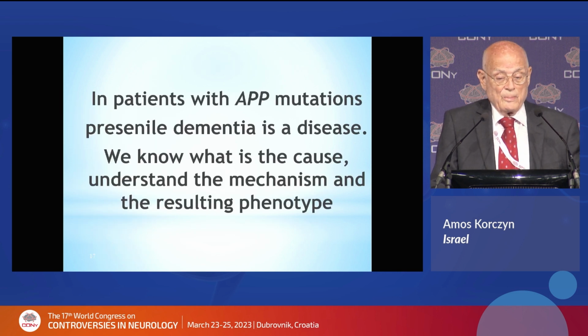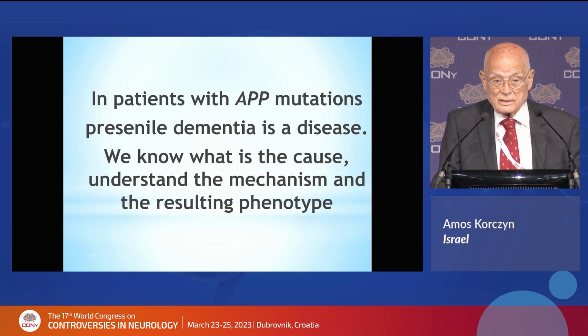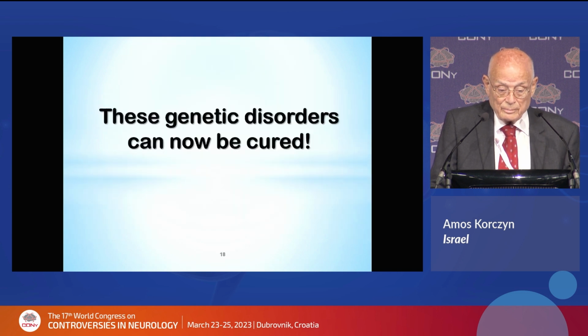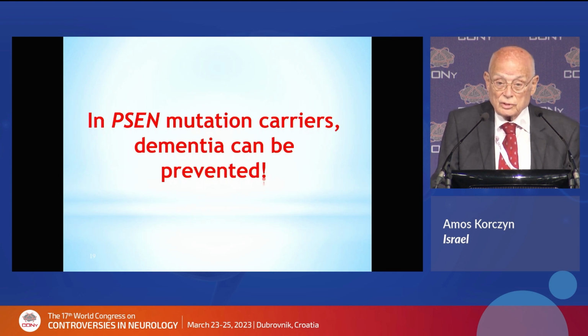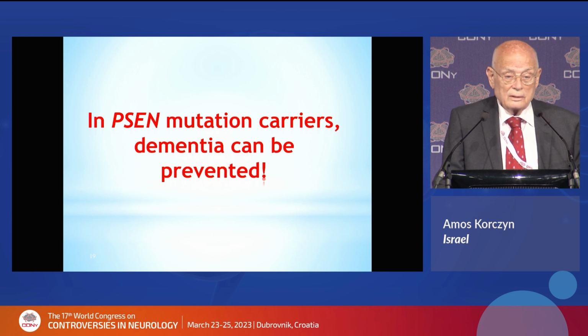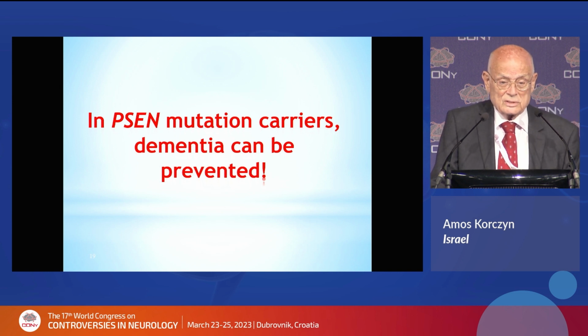So in patients who have an APP mutation, for example, presenile dementia, for them it is a disease, because we know what is the cause, we know what is the process, and we understand the clinical phenotype. And these genetic disorders, the monogenic disorders causing early onset Alzheimer's disease, can now be cured. So if a person has a presenilin mutation, then of course they can be cured. We can just eliminate this abnormal gene. They have another presenilin gene in the other chromosome which is uninjured, and if we just silence the abnormal gene, the person will be okay.